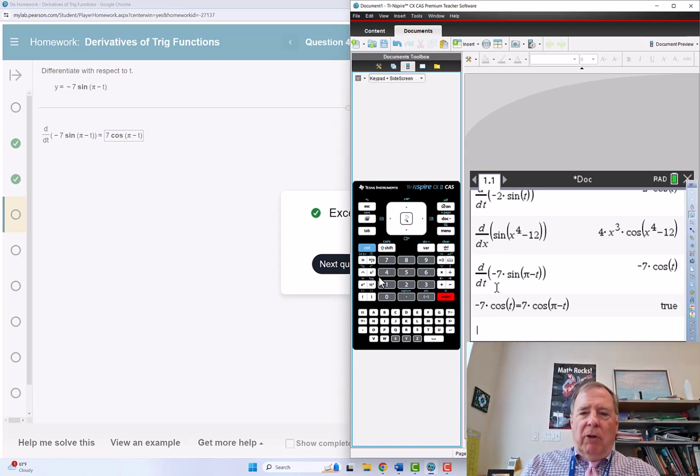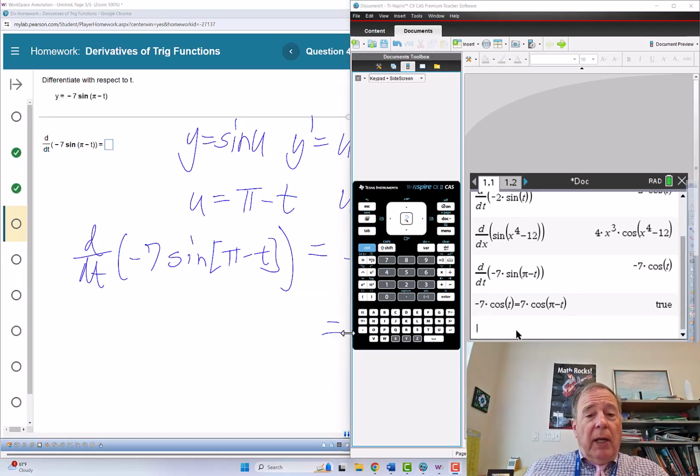Okay, if you don't care, and I think the book would also take this answer, you can stop the video now. If you would like an explanation of why cosine(pi minus t) is the same thing as negative cosine of t, you can hang around.